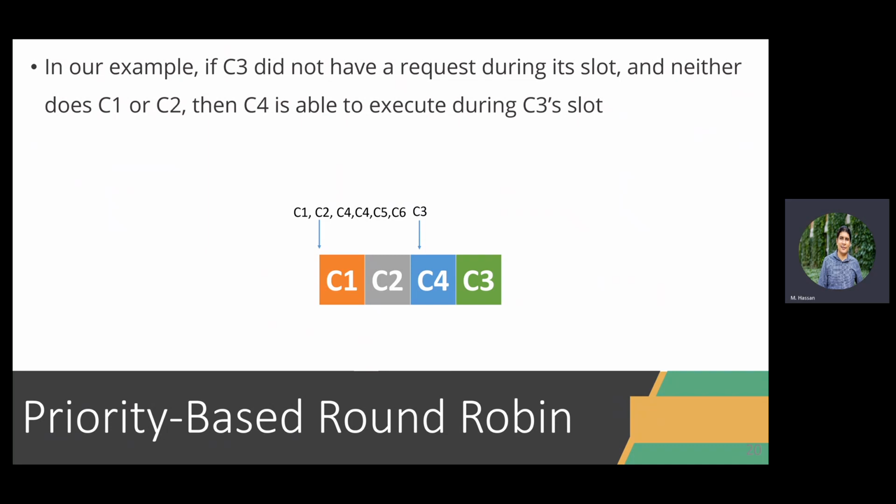So if I go back to the exact same example we had before, at time zero, I have C1, two requests from C4, and then C5 and C6, and later on C3 arrives.